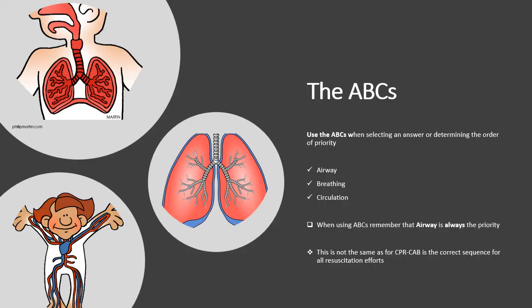One helpful strategy to be able to prioritize is looking at ABCs, airway, breathing, and circulation. When using ABCs, remember that airway is always the priority. Do not confuse this order sequence with the sequence used for resuscitation and CPR. That correct sequence is CAB, circulation, airway, and breathing.